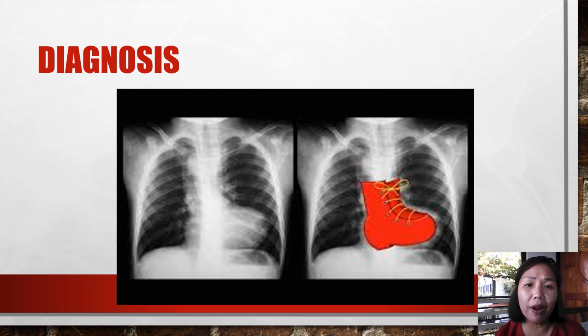A boot-shaped heart is seen in the X-ray of a patient with TOF due to the upturning of the apex, which is a sign of right ventricular hypertrophy and hypoplasia of the pulmonary artery. There is also decrease in vascular markings due to the decreased blood flow to the lungs.